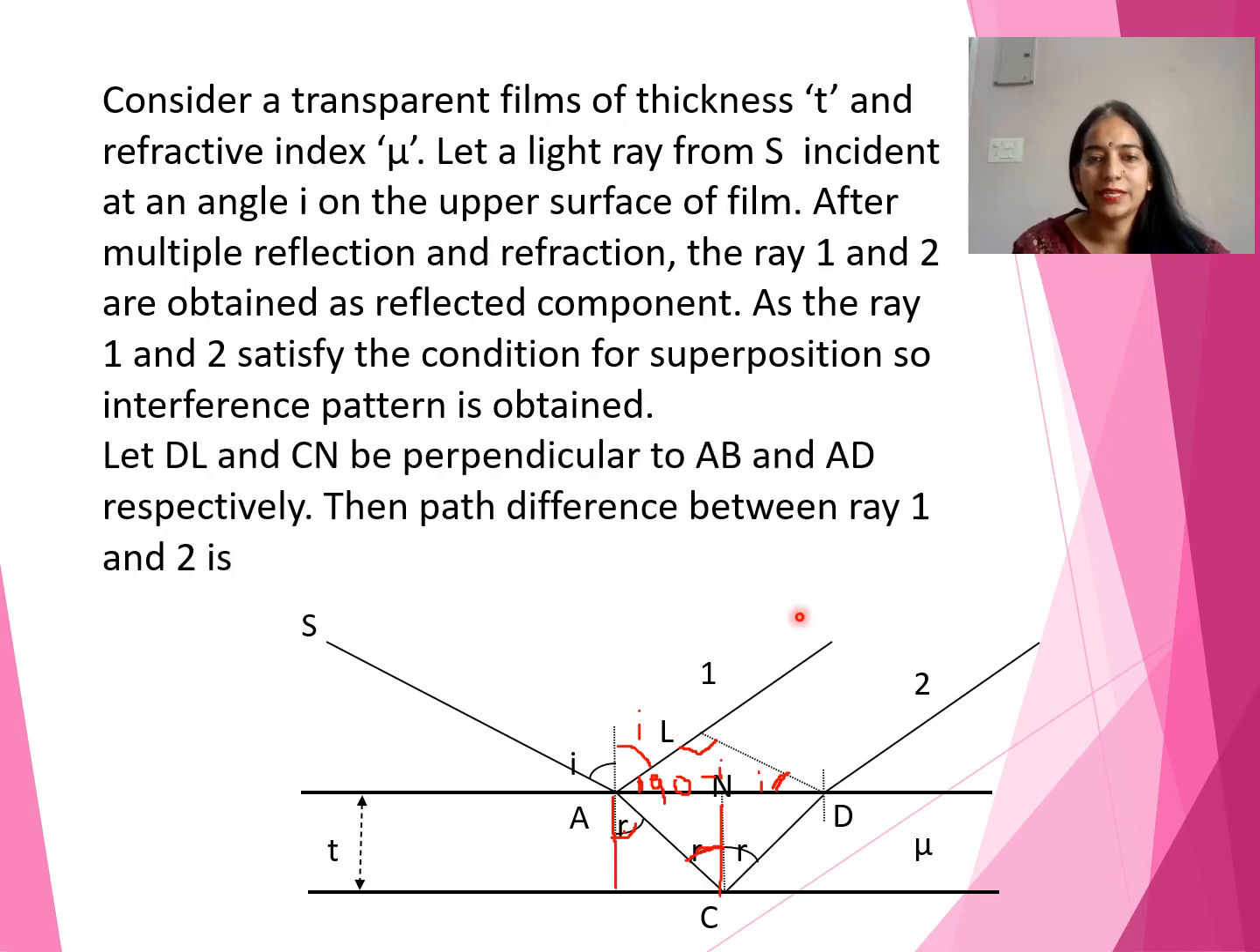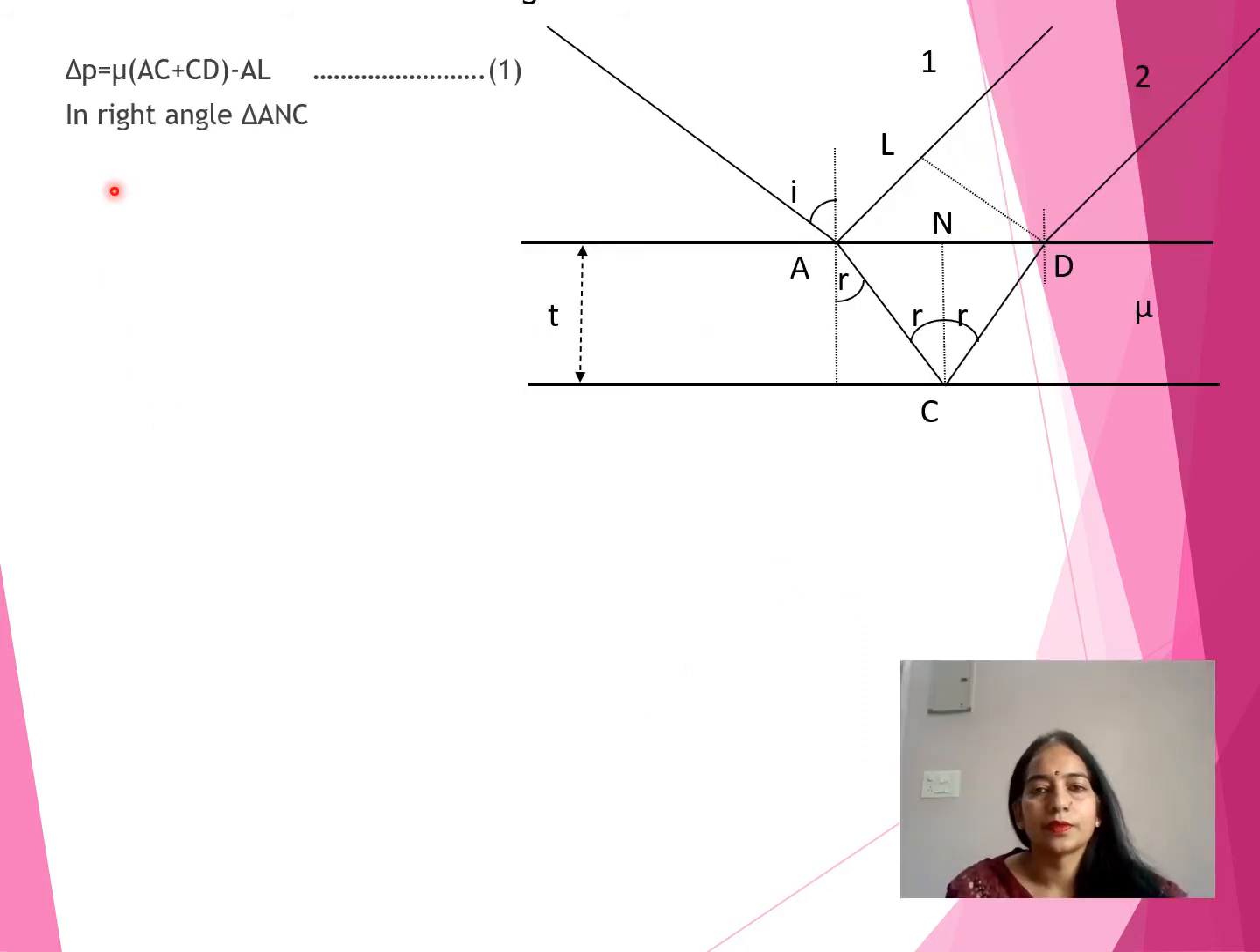Let DL and CN be the perpendiculars on AB and AD respectively. Then the path difference is mu times (AC plus CD) minus AL, that is, AC plus CD in the medium into mu, minus AL in air. So now in the triangles we want to calculate these terms: AC, CD and AL.